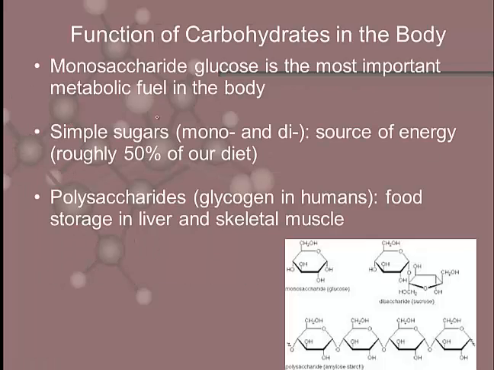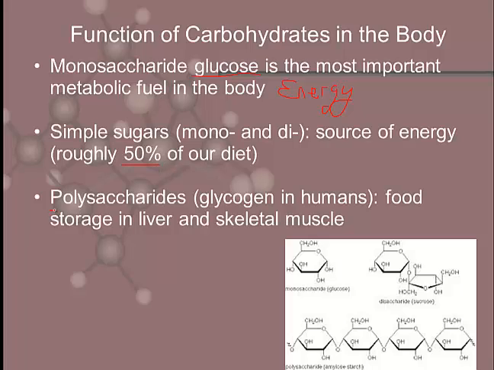Carbohydrates. The monosaccharide glucose is the most important metabolic fuel of the body. So this is your major source of energy for the body. We take glucose in through our diet. Okay, so the simple sugars that we take in, which are monosaccharides and disaccharides, are about 50% of our diet. So these are things like different kinds of sugars.